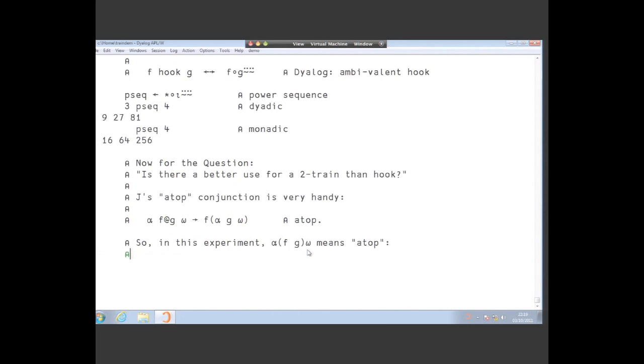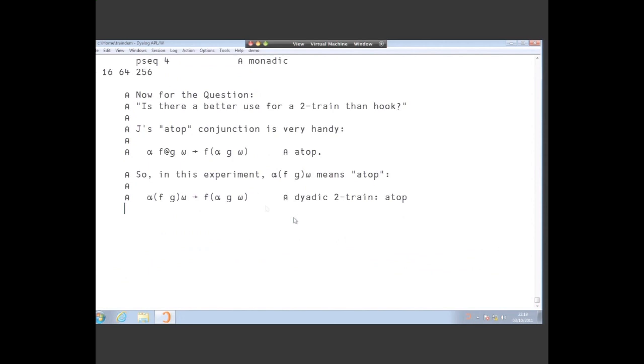So this is the definition. It differs from J, and this is a big step. I've learned to differ from J with a lot of caution. The only reason for even contemplating it is that we're starting from a slightly different position. We already have tools that cover some of that use. I couldn't think of a sane use of the monadic fork other than just as compose. So this is a shorthand for compose. So in this experiment on the conference stick, a dyadic two train is atop and a monadic two train is composition.